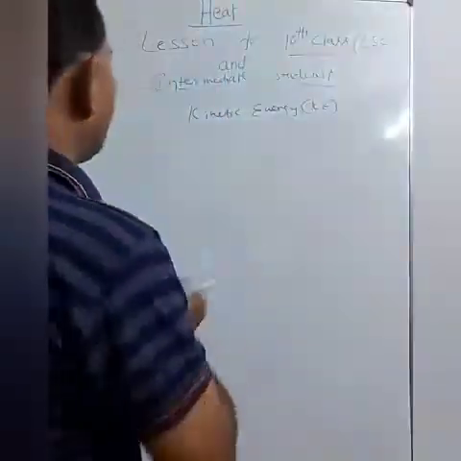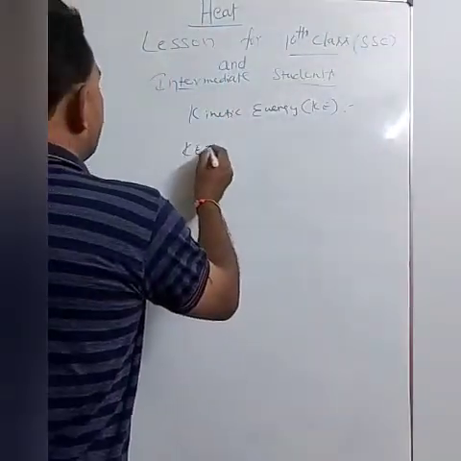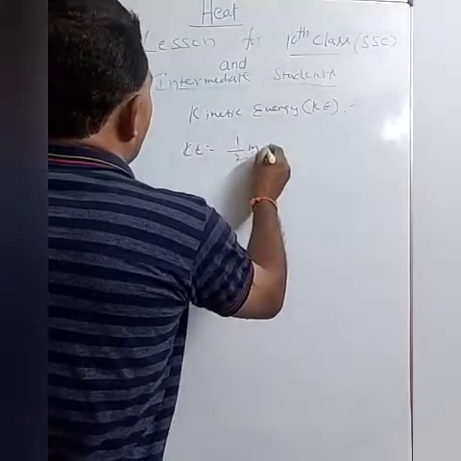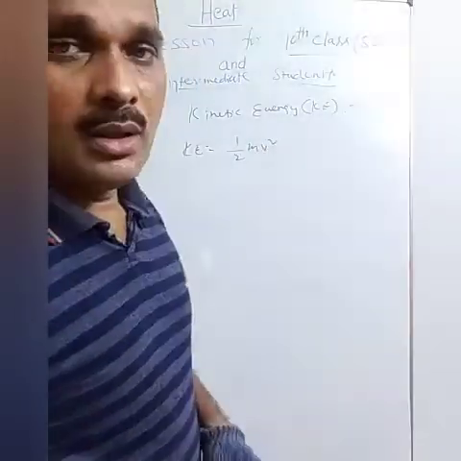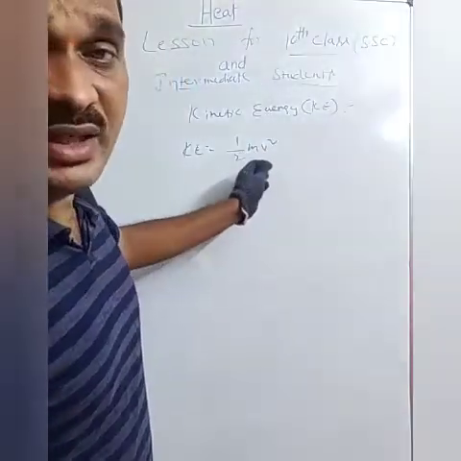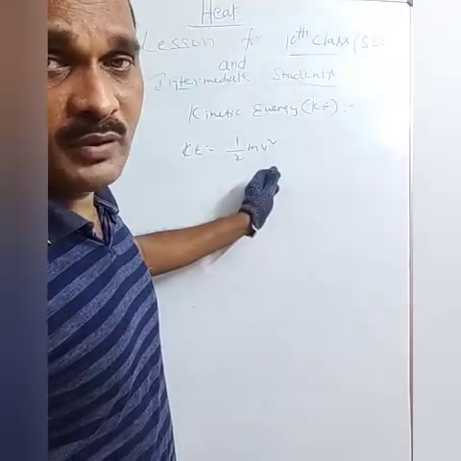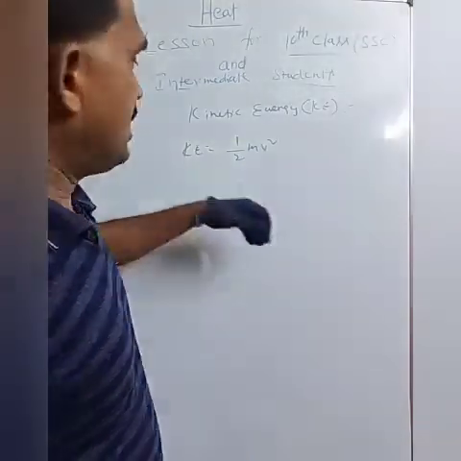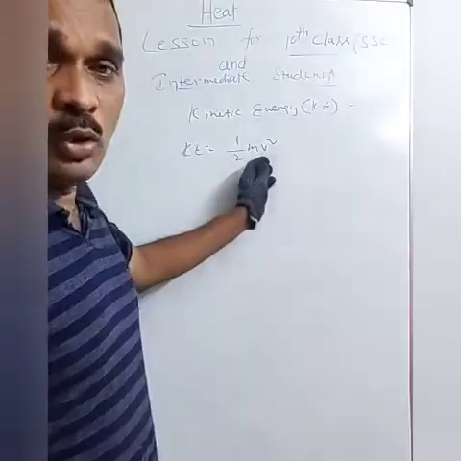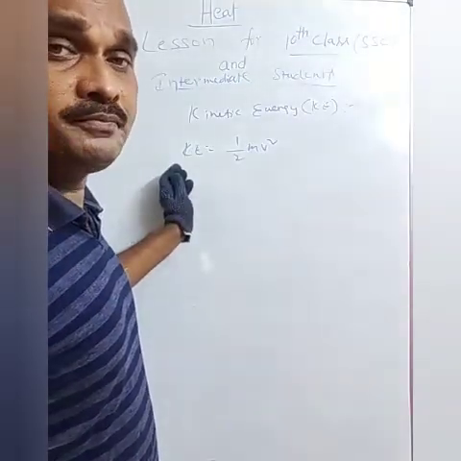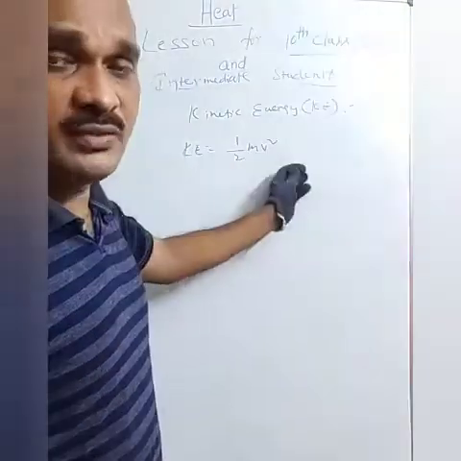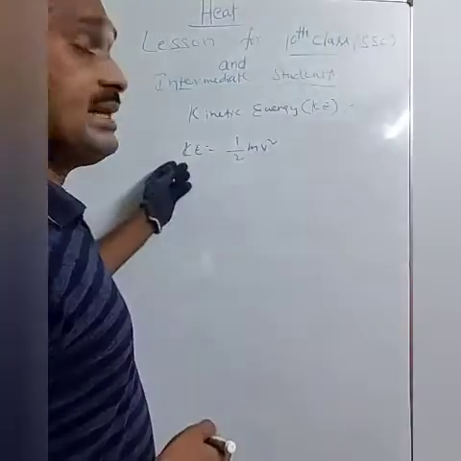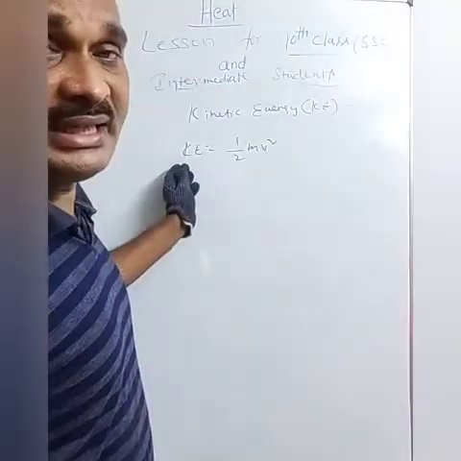So what is the formula for kinetic energy? Kinetic energy K is equal to half mv squared, where m is mass and v is the velocity of the object. That means if velocity is more, kinetic energy is more. If the velocity of the object decreases, kinetic energy also decreases.